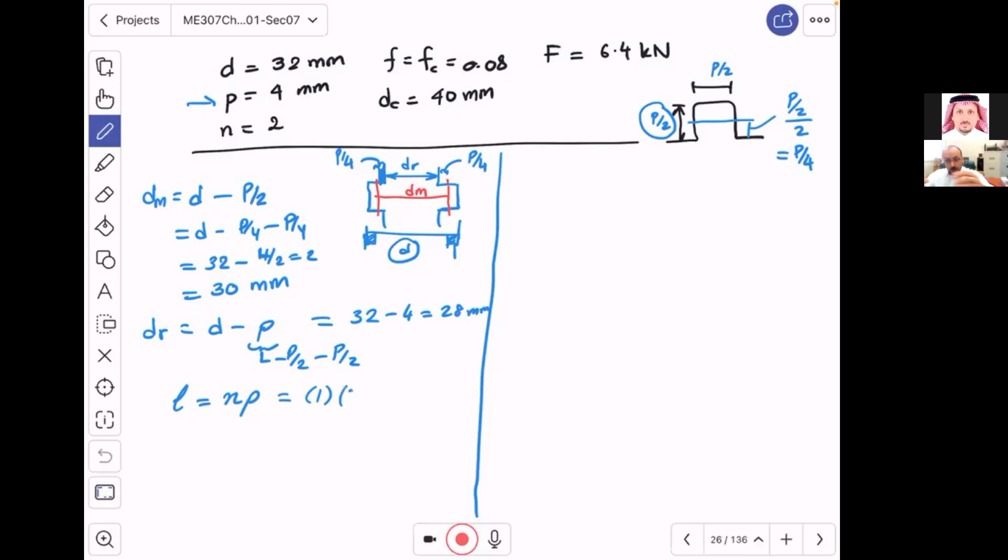It means this power screw will advance the lead distance in the direction of the nut when you rotate it one single rotation. One single rotation. Understood, ya akhwan? Okay. Now, if you have any question, you can interrupt me anytime. Now, the next thing is to find TR, the raising torque.